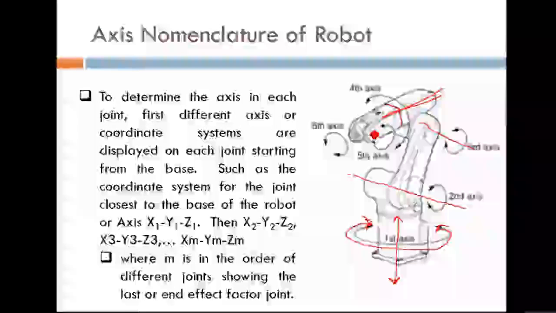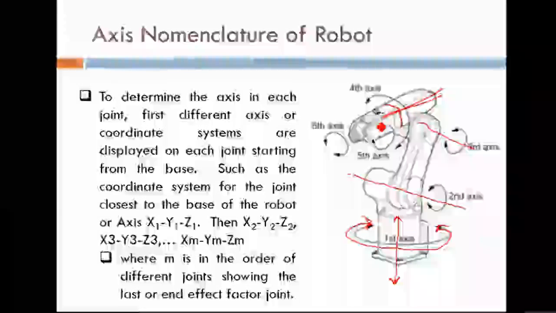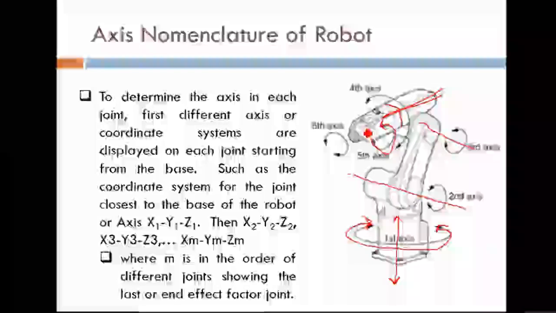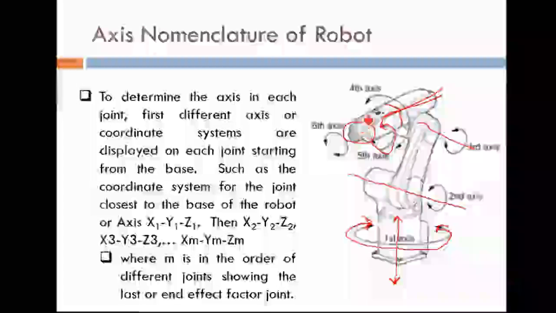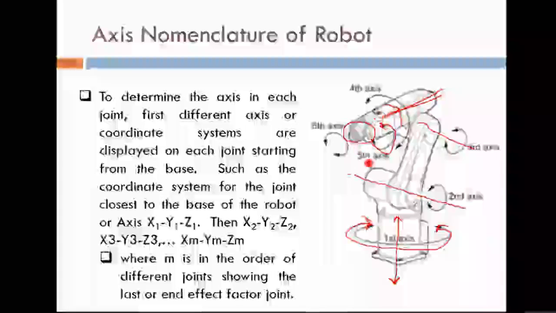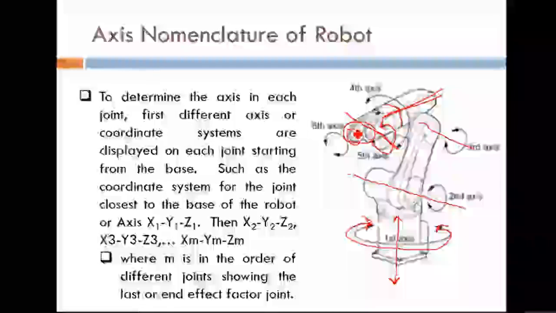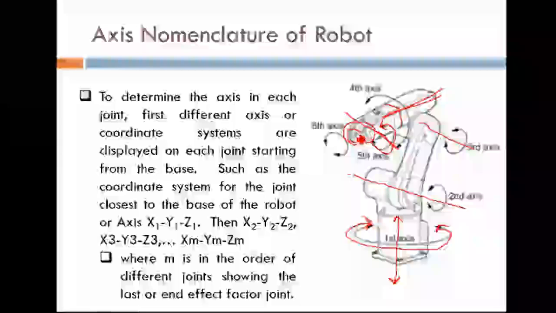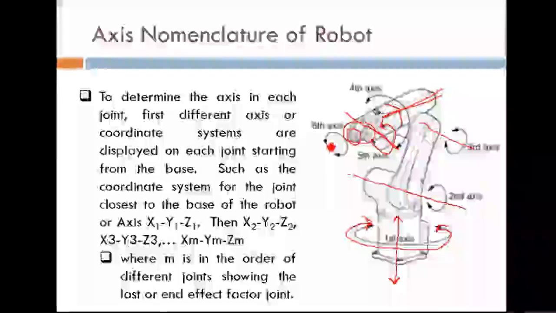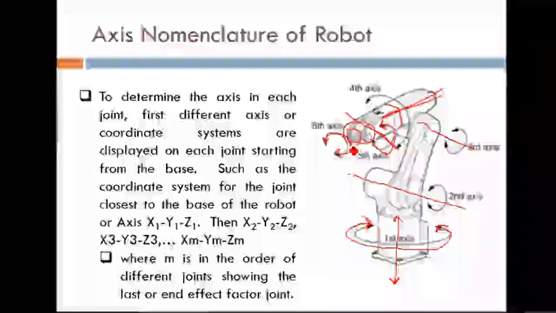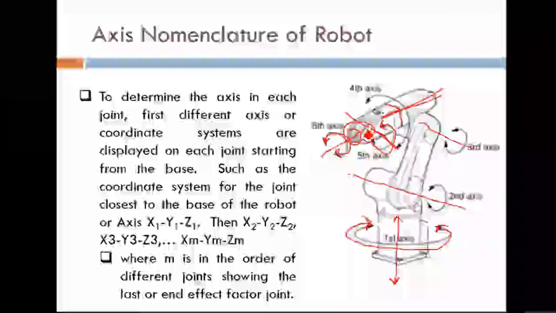Now move again. Here this motion occurs, so this object moves up and down. So it also has one axis. Then move again. The last part of the robot arm has a rotary motion. So it also has one axis.